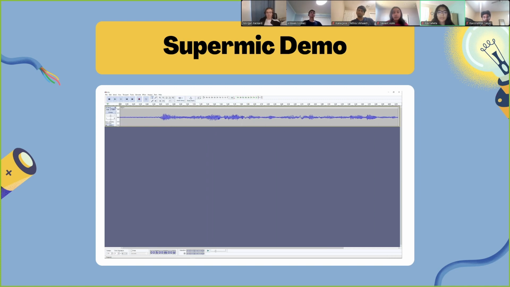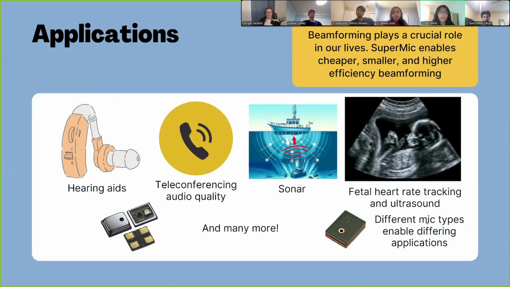It's far easier to understand, and there's much less noise. SuperMic enables cheaper, smaller, and higher efficiency beamforming. It has applications in hearing aid quality, teleconferencing audio quality improvements, sonar improvements, fetal heart rate tracking, and ultrasound improvements, with different mic types enabling different applications.